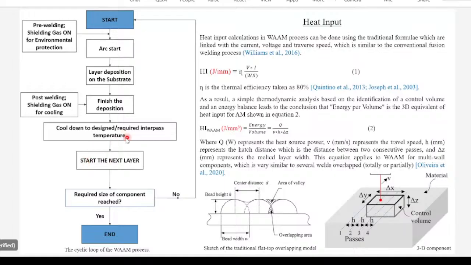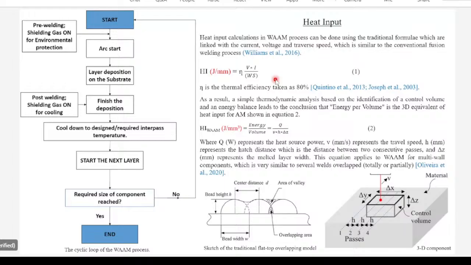Then again, if the interpass temperature is reached, the start of the second layer is made, and whenever the component has reached its final height, we can stop the process. Or if it has not reached, we have to make another layer. Then again, we have to start the process. So it is a cyclic loop, and finally we have to attain a height. For example, if we want to make a 100 component, when the final layer is deposited, then we can stop the process.